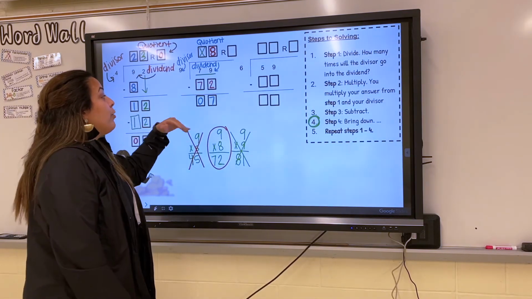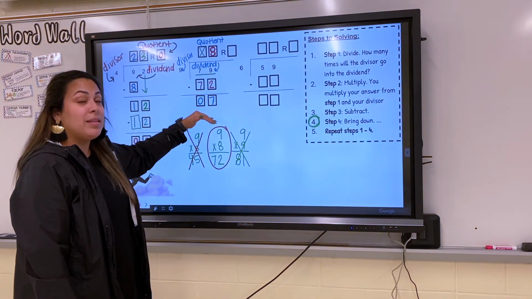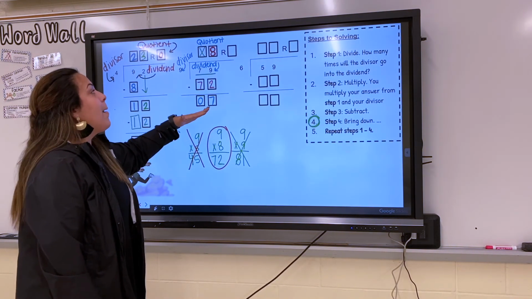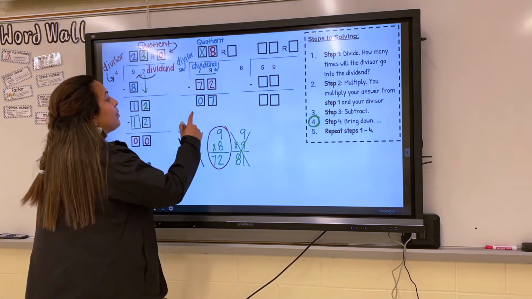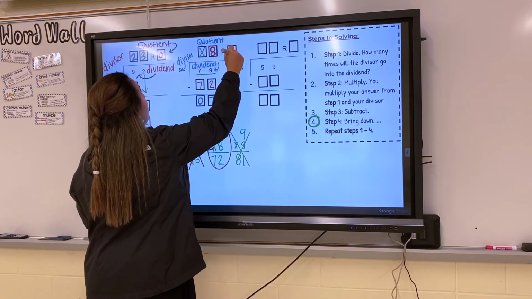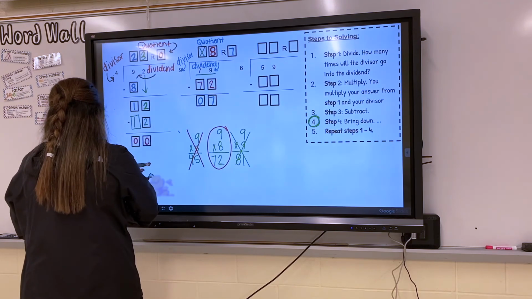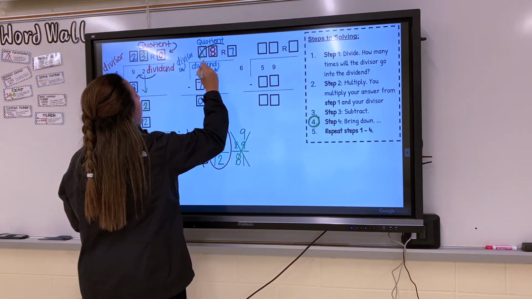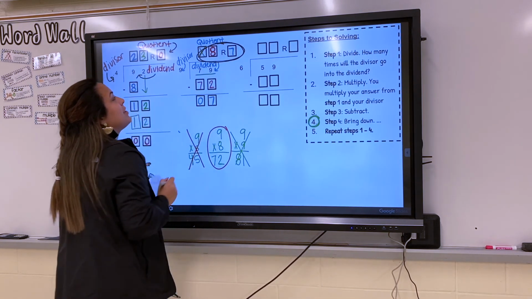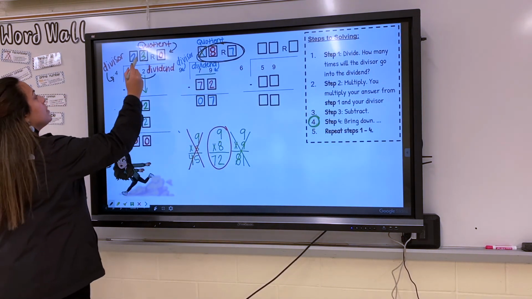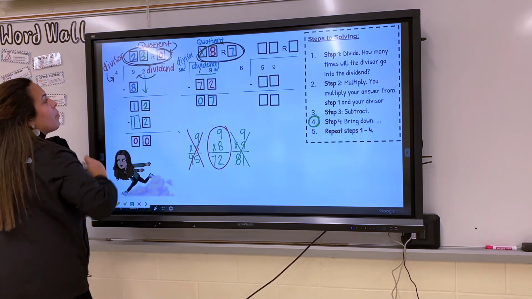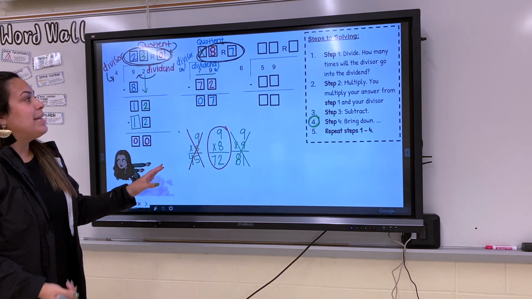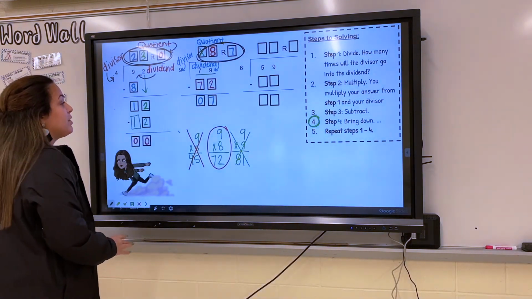But we can't leave that 7 down there at the bottom by itself. If it was 2 zeros, that would be fine. But since we have that 7, I need to bring the 7 up here for my remainder. So our answer for 79 divided by 9 is 8 remainder 7. Circle this one too. Okay? Now we're going to move on to 6 times 59.